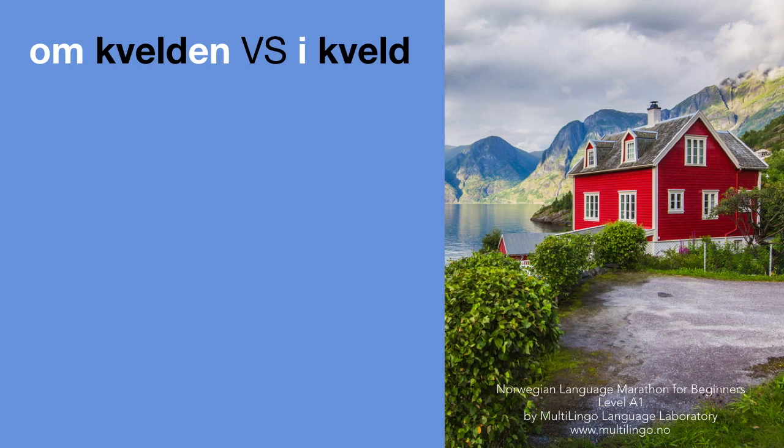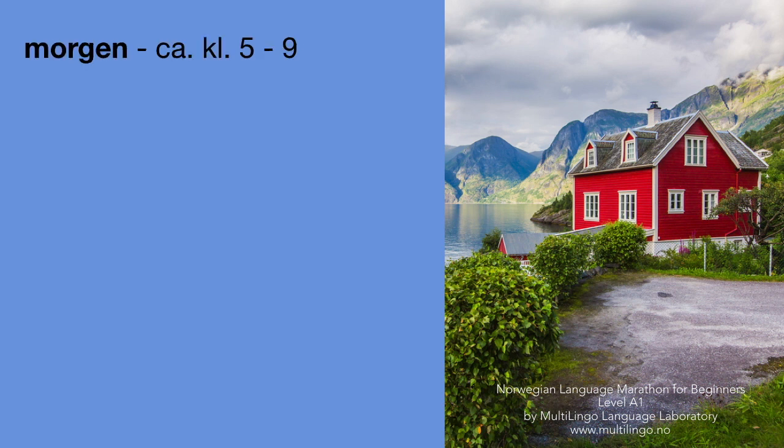Let us talk a little bit about some time expressions that confuse a lot of people. Those are time expressions with preposition om and preposition i. Like, for example, om kvelden versus i kveld. So what is the difference between them and when shall we use them? Well, first of all, let us look at these words.